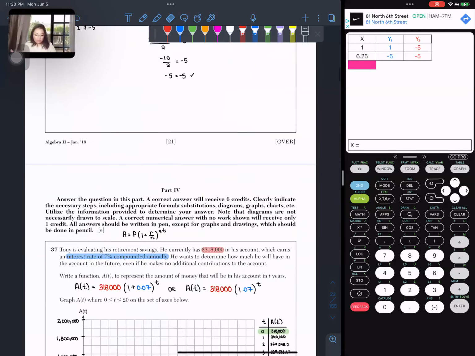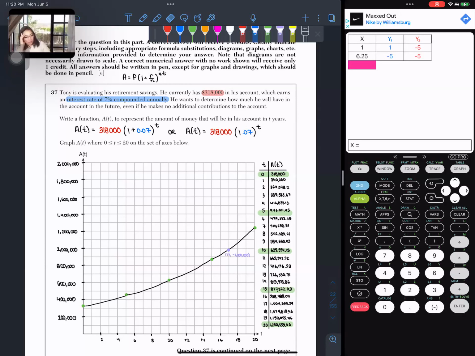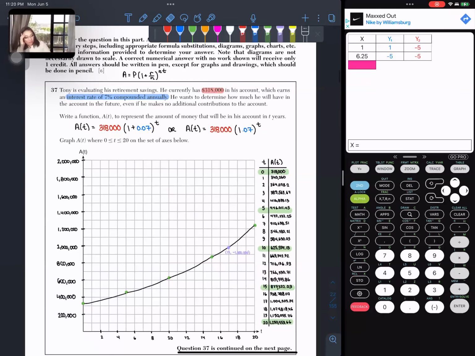The last question, finally, we're there. This question was so monstrous. I was like, what is going on here? Well, first you need to know the formula. A equals p times 1 plus r over n, raised to the nt power. And then they want you to write the equation for 1 point. Okay, easy breezy. That's like 318,000 times 1.07 to the t power.